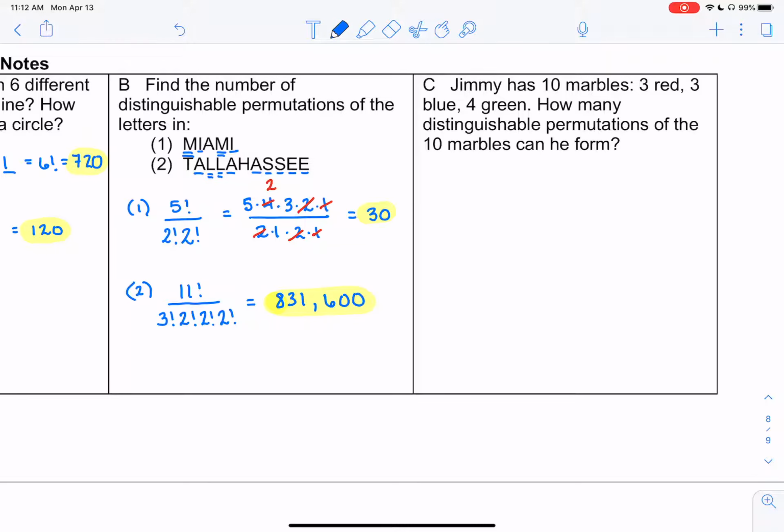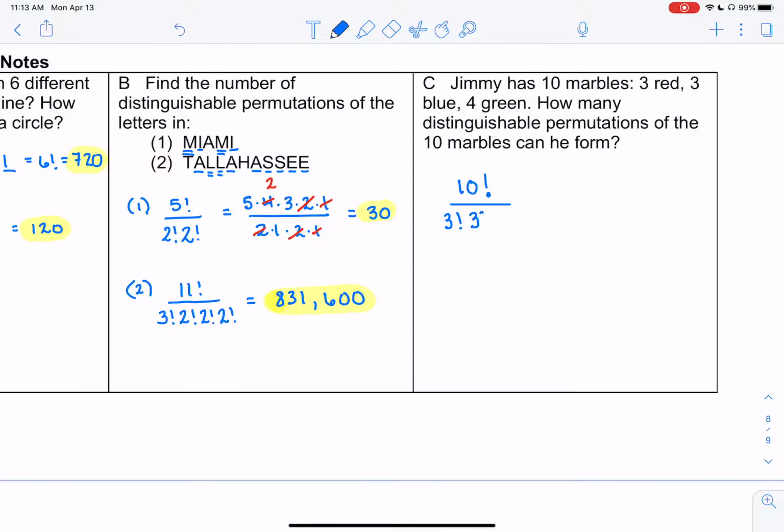Looking at question C, Jimmy has 10 marbles. 3 are red, 3 are blue, 4 are green. How many distinguishable permutations of those 10 marbles can he form? Think of this as the word Miami and how there are some repetitions. So we first start off with the whole amount of marbles, which is 10. And that will be my numerator. And then I'm going to write below it all the repetitions. So we were told 3 factorial, 3 factorial, and 4 factorial for the 3 red, 3 blue, and 4 green. Calculate that to find the simplified answer of 4,200.